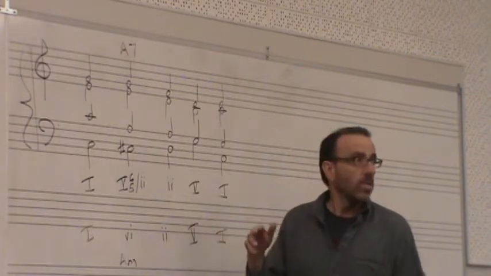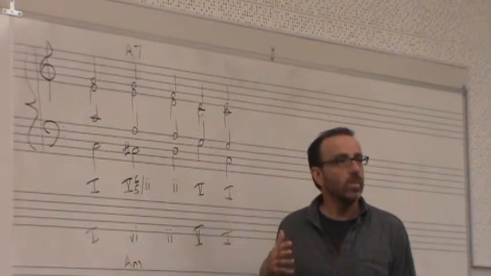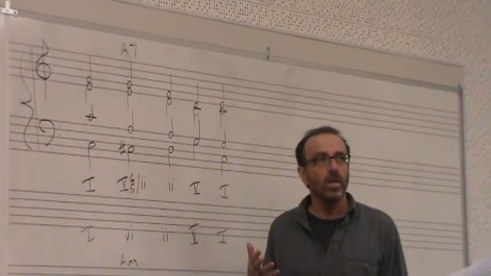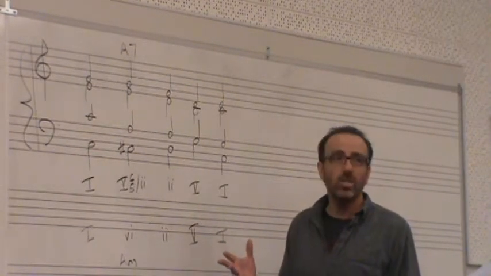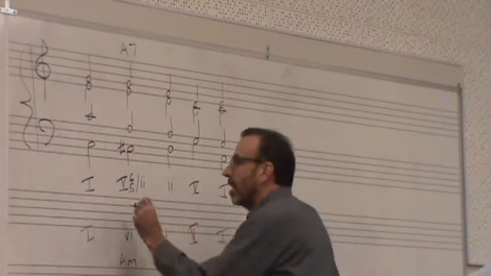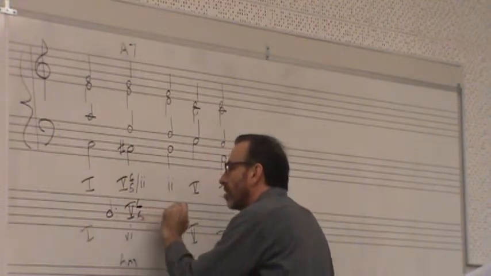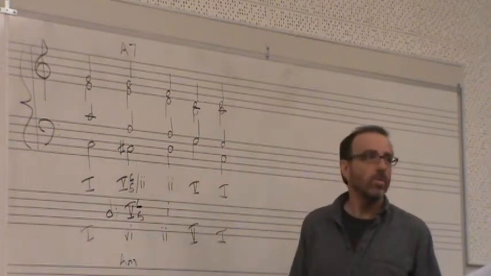Or, as in the case of that one, you're temporarily tonicizing the 5 chord because you're making the 5 chord your new tonic. And so it's almost like a little modulation. It's almost like you've gone into the key of D minor and you're doing 5, 6, 5 to 1 in the key of D minor.